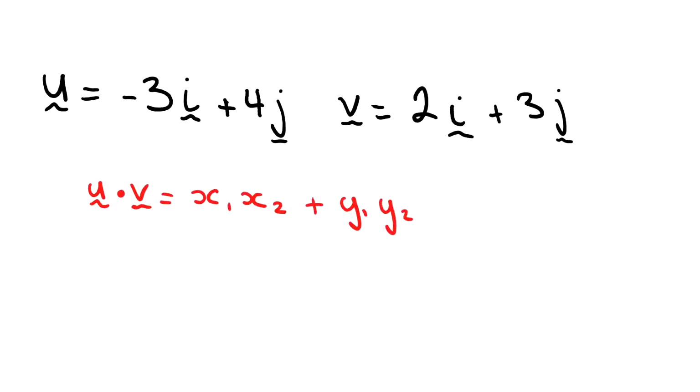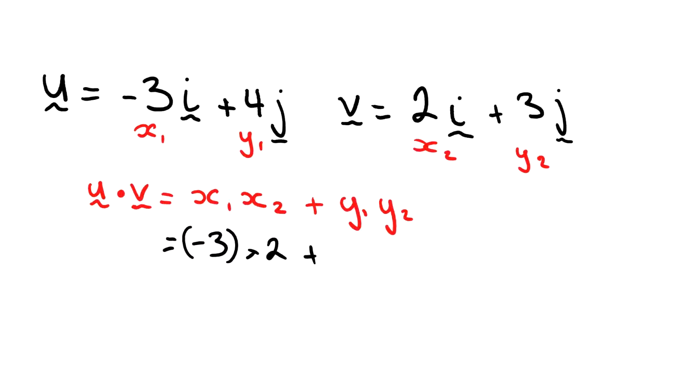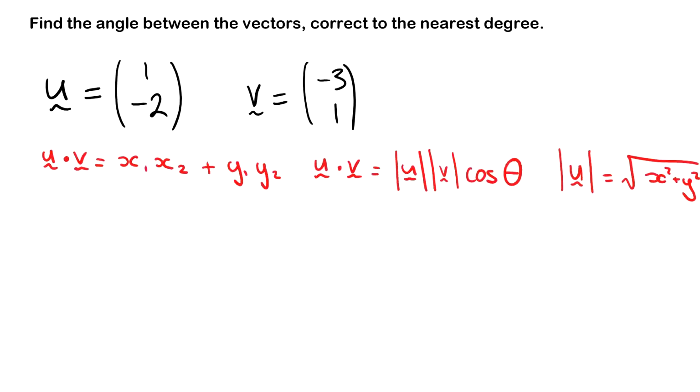Remember, you can also show a vector in terms of its components as here, where i is your x, j is your y. So we have our x1, y1, x2, y2, and then we substitute in -3 multiplied by 2 plus 4 multiplied by 3, which equals 6.